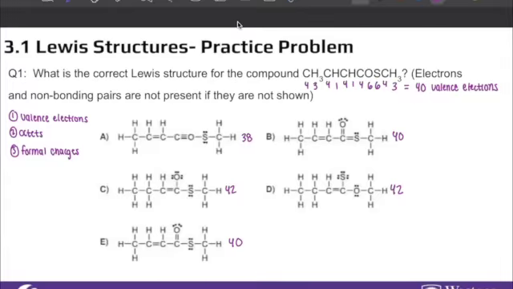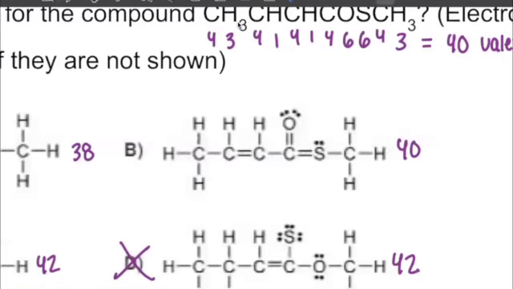So already this helps me eliminate A, C, and D. So now when I'm deciding between B and E, I'm going to next try and look at octets. And this will get better the more structures that you look at. So I've seen lots of these types of structures.